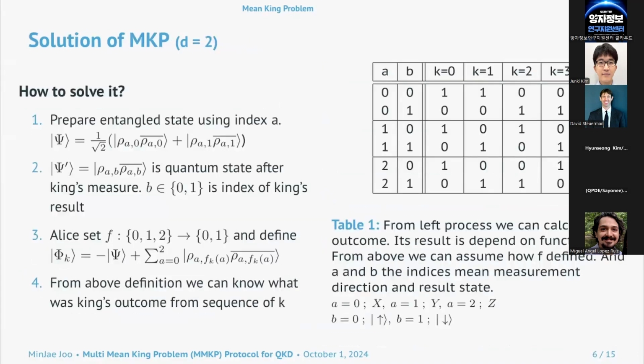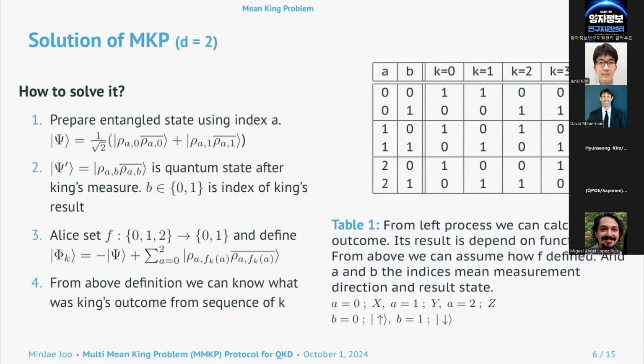In this slide, I will explain how to solve the Mink problem, focusing on the case where d equals 2. Let's go step by step on how to solve it. First, prepare an entangled state using measurement direction index A. In this step, we create an entangled state by combining two different quantum states.